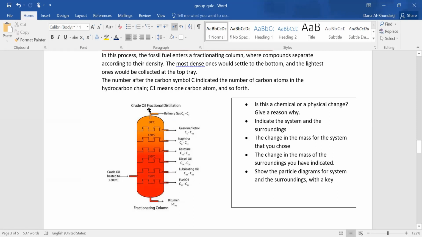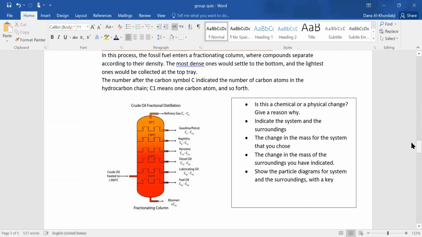However, I'm asking about this process when they get separated. Is this a chemical or physical change? Give a reason why. Indicate your system and surroundings, and the change in the mass for the system that you choose. This might be a little bit tricky, by the way, to indicate the system, surroundings, and change in mass, but I want to see how you would think about that. The change of the mass of surroundings, and also the particle diagram that you are considering, okay?